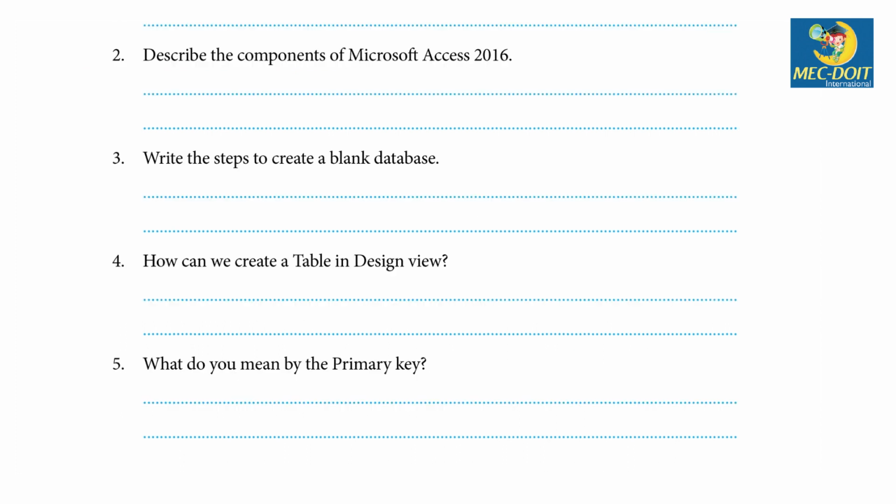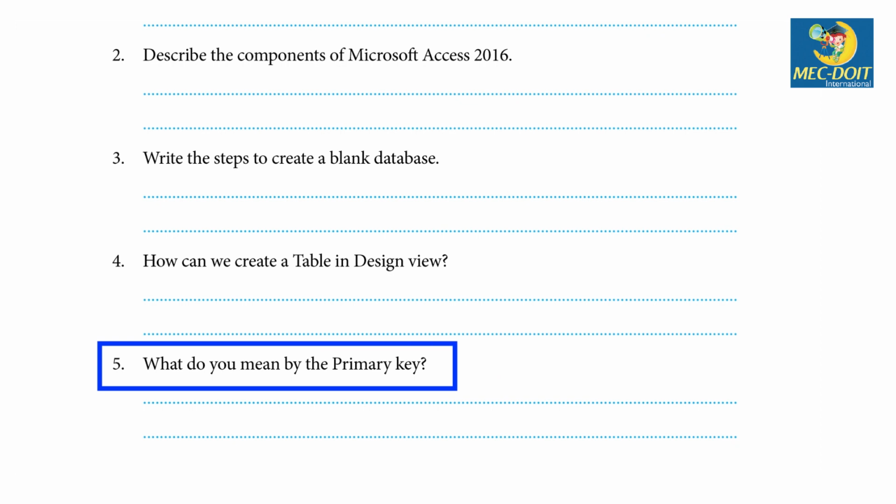5. What do you mean by the primary key? Answer: Primary key is a standard feature of every database management system, which is used to identify each record of a table uniquely. The field designated as the primary key of a table neither can have duplicate data nor can it be left blank while entering the data.